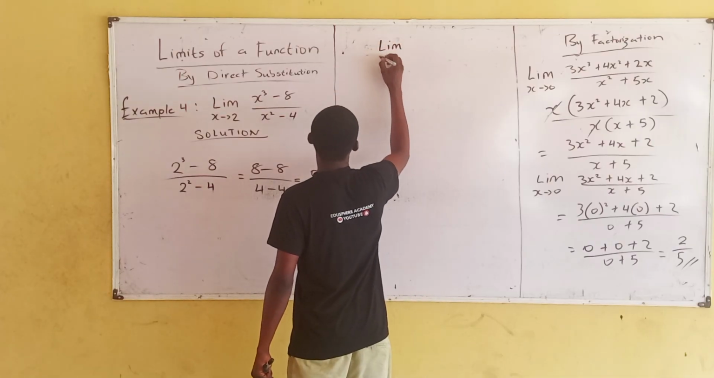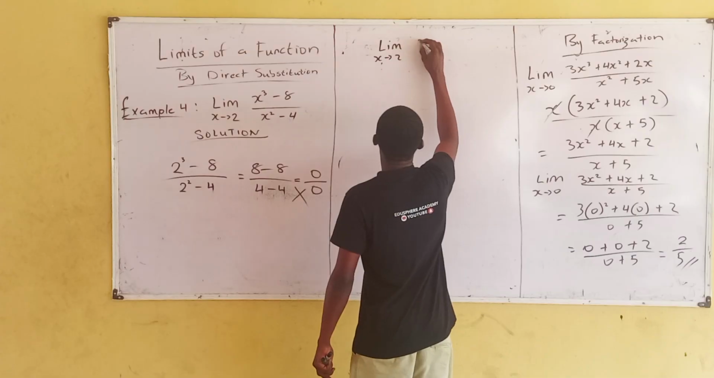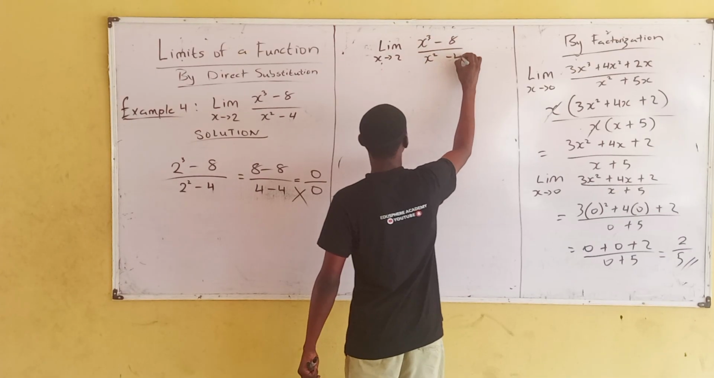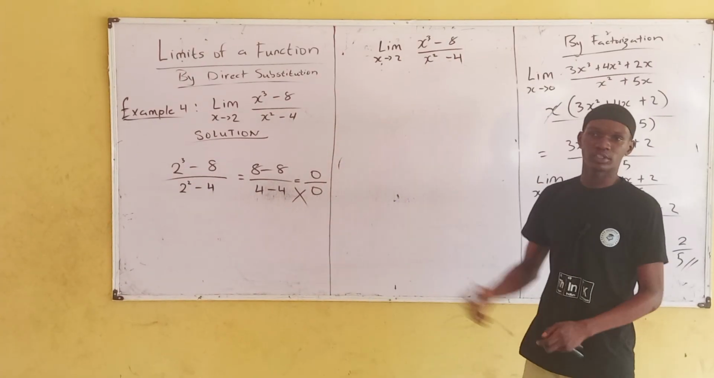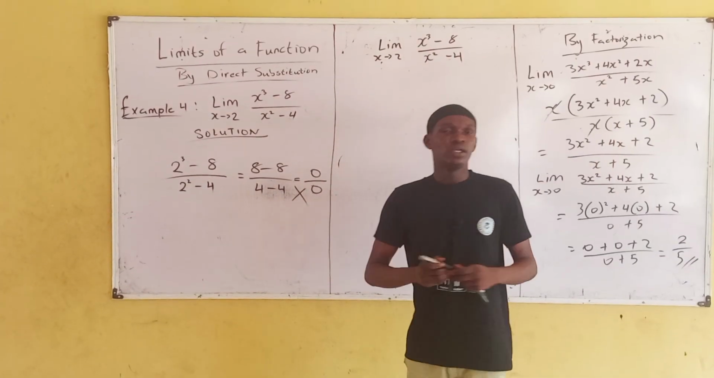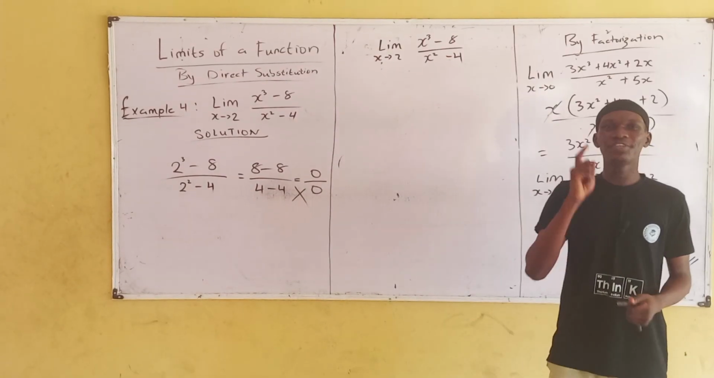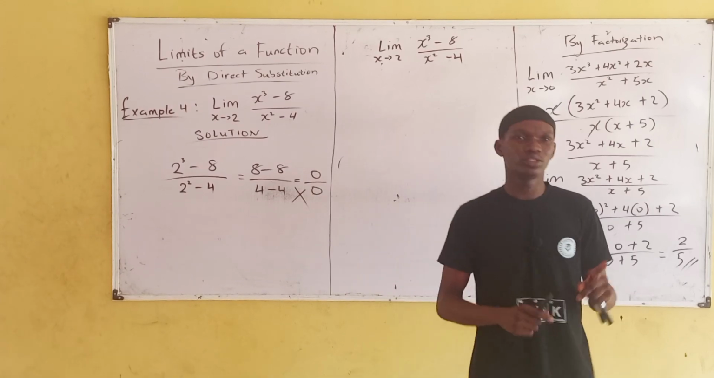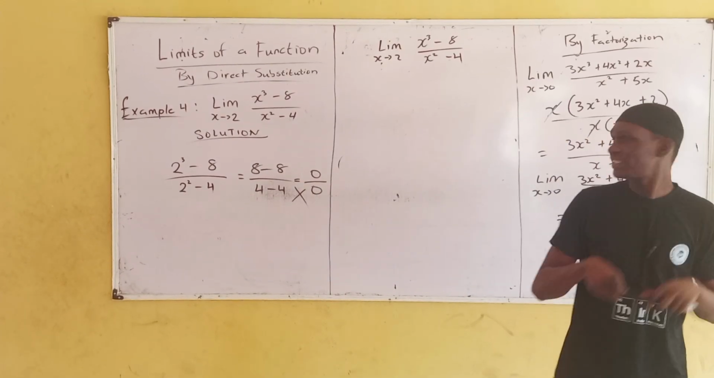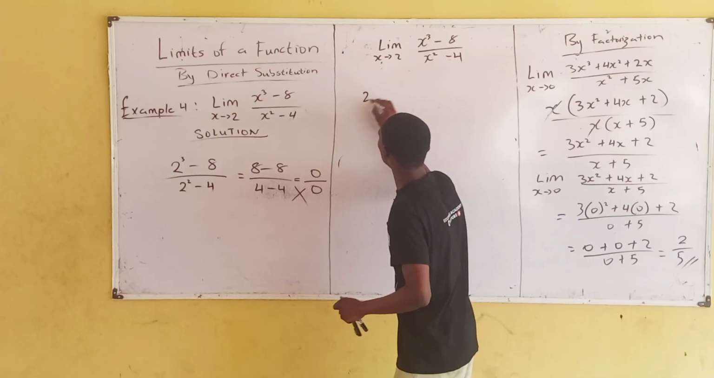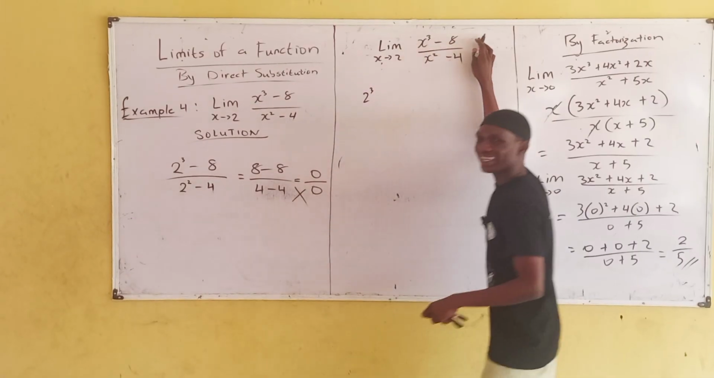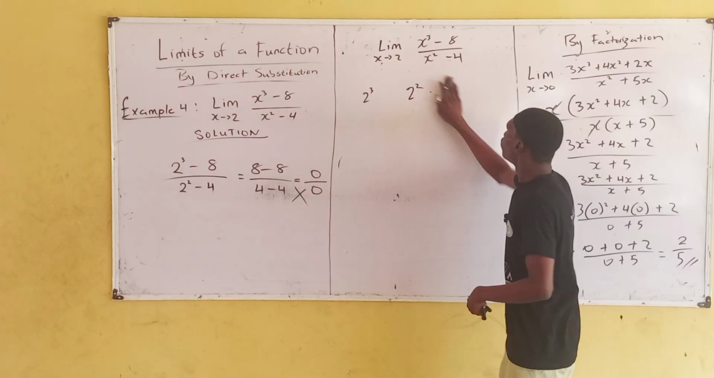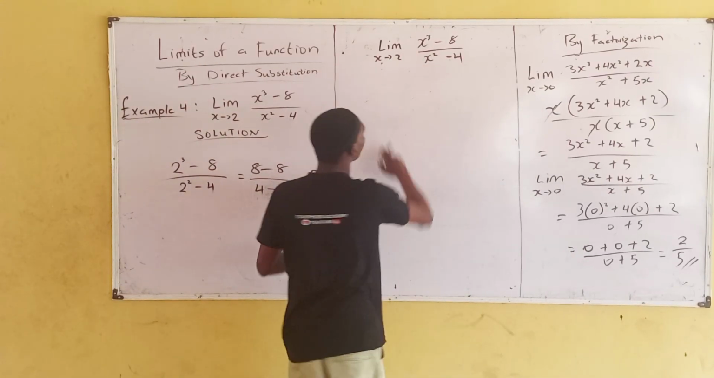We have the limit as x tends to 2 of (x cubed minus 8) over (x squared minus 4). I want to solve by factorization. Remember, in mathematics, we have something called difference of squares, and difference of cubes. When you substitute 2 raised to power 3, it gives 8. When you substitute 2 raised to power 2, it gives 4.